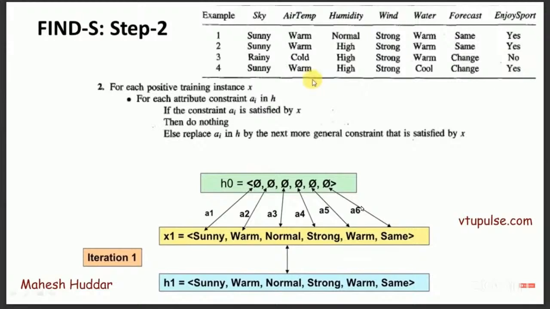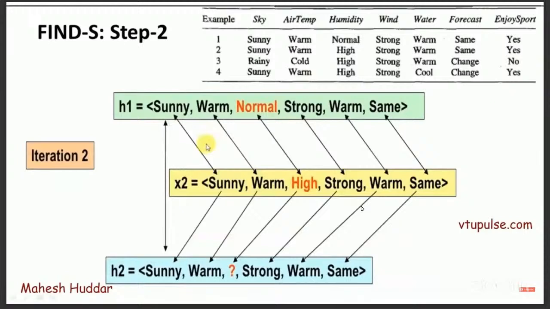Now H0 is the null hypothesis. We will accept only a specific value. Now we change the hypothesis with the relevant values. What are the x1 values? We made it with the x1 values. That is iteration 1. Now iteration 2, x2 as the second row. Okay. Now what is the difference between the first row and the second row? That is highlighted with the red color.